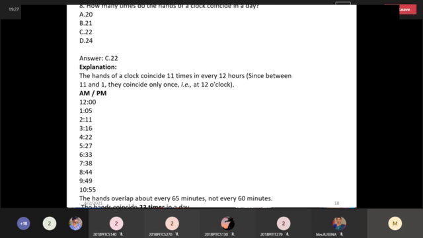So option C, 22, is the correct answer because the hands of a clock coincide 11 times in every 12 hours. Since between 11 and 1, they coincide only once, that is at 12 o'clock. Option C, 22, is the right answer. That means the hands coincide 22 times in a day, students. Next question.